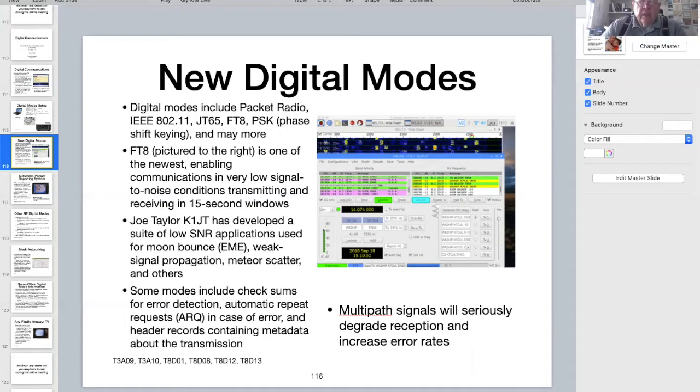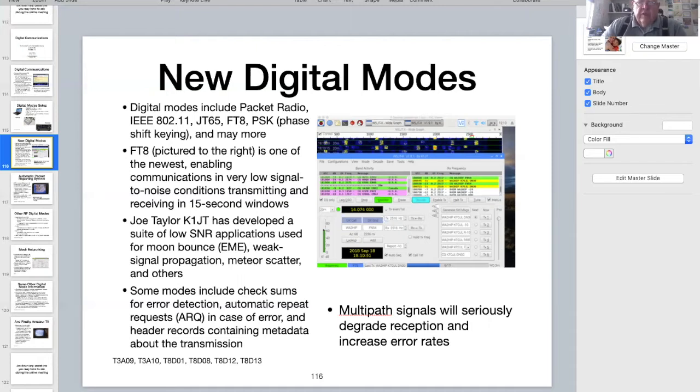Joe Taylor, K1JT, and that's where the JT from JT65 comes from. Joe Taylor, a Nobel laureate physicist and ham radio enthusiast at Princeton University, has led a team of scientists doing work on very weak signal handling. They've developed FT4 and FT8, transmission modes that require a good computer to decode, as the signals may not be discernible otherwise. Some of the transmission modes include forward error correction, automatic repeat requests, ARQ, header information containing information about the transmission, and schemes to provide highly reliable communications.